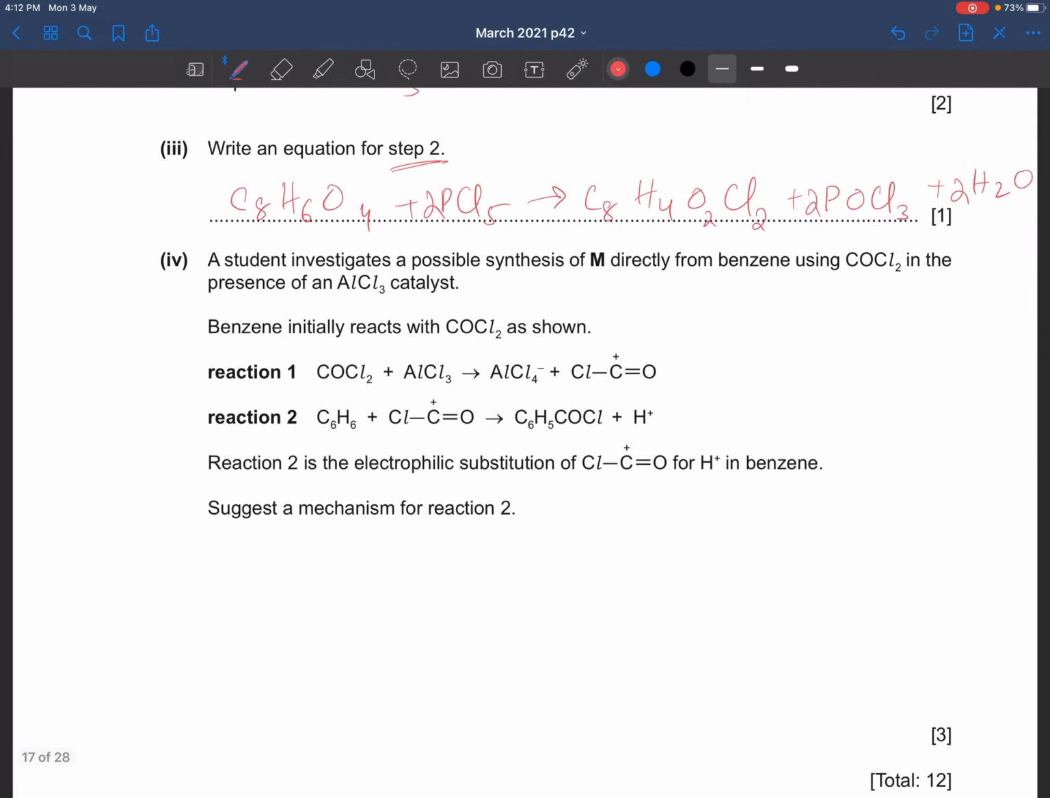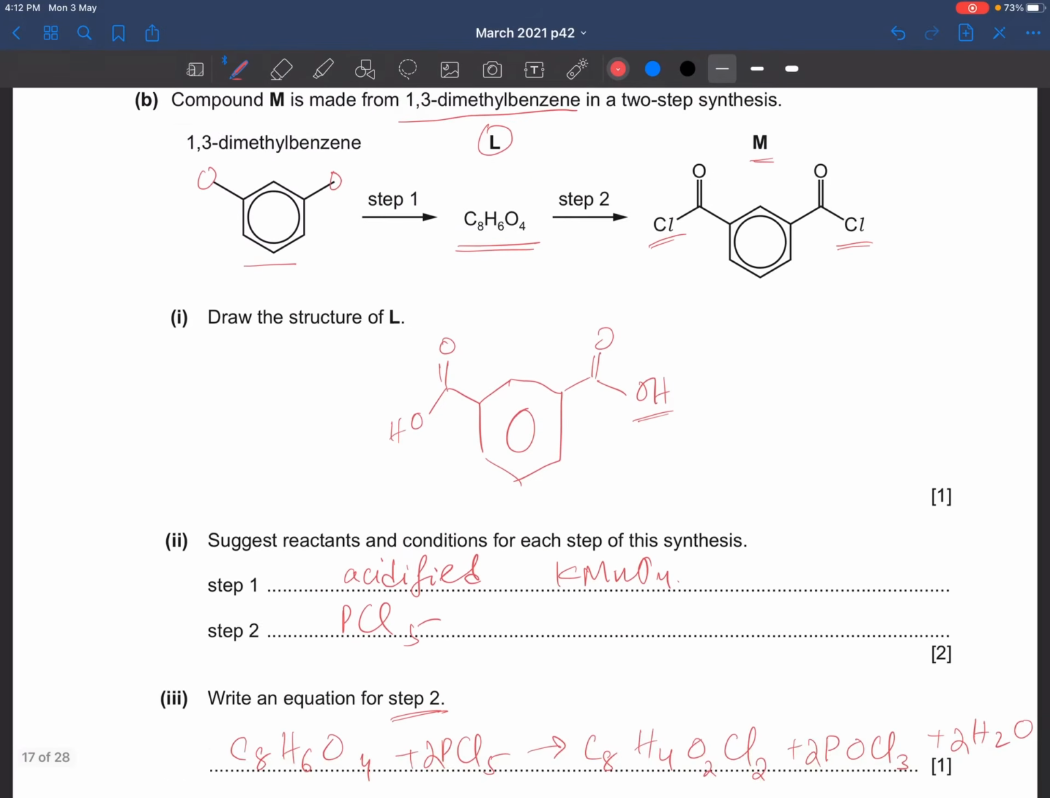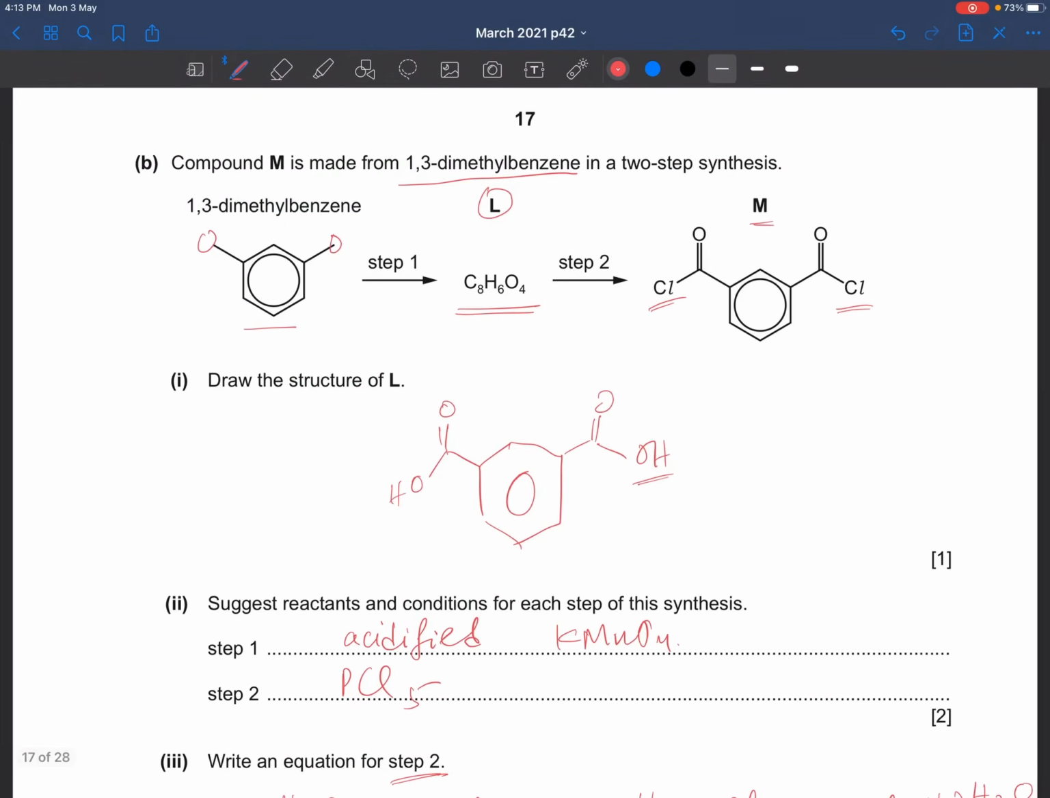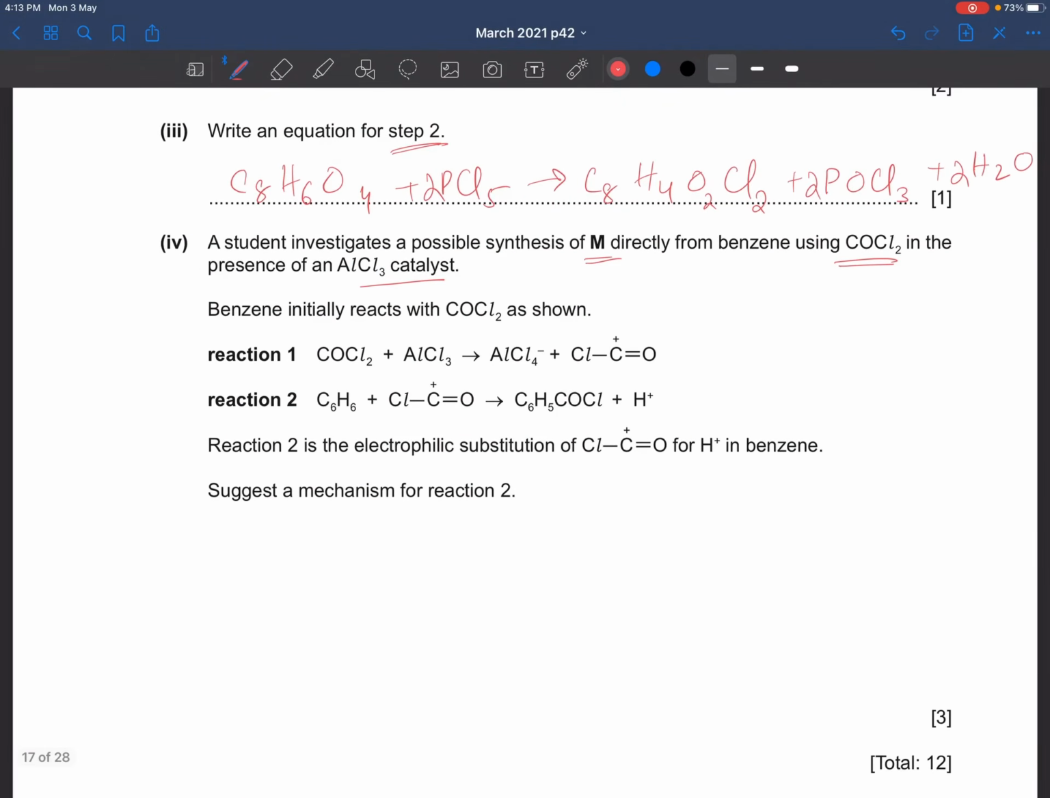Then a student investigates a possible synthesis of M directly from benzene using COCl2 in the presence of an AlCl3 catalyst. Means instead of doing all this, if we just simply react benzene with COCl2, we get the compound M as well. So initially this reacts with the AlCl3 complex, the catalyst, to get this strong electrophile, and then this electrophile attacks the benzene ring.